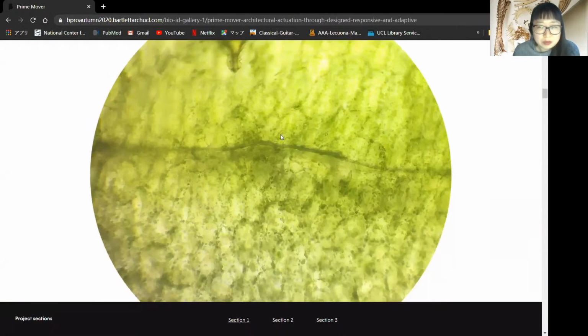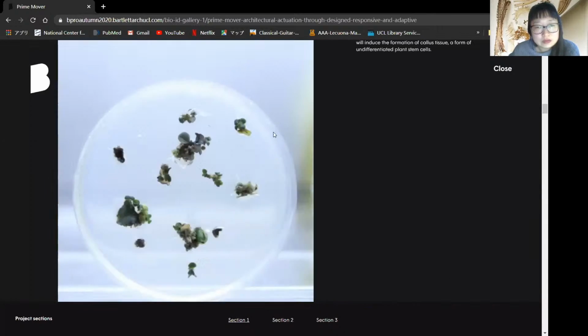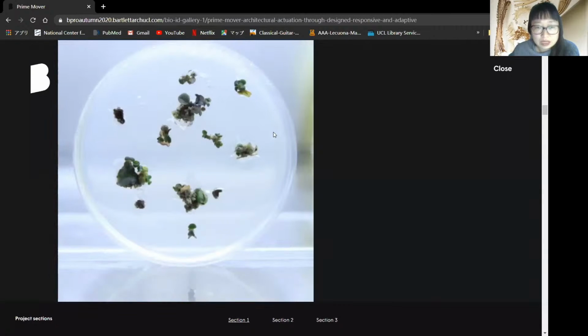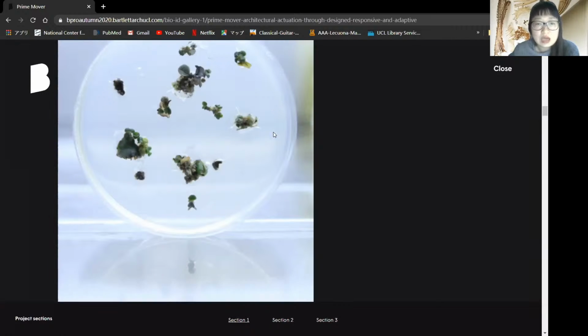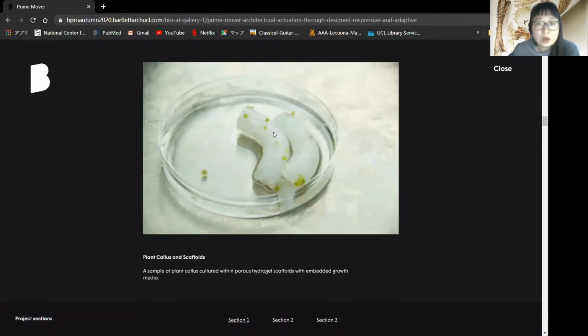So this is a microscopic image of the plant callus tissue that we're actually growing in the BioID lab. And this is a picture of also callus tissue, but from a different species, which is much more contaminant resistant. And also the plant tissue doesn't grow on just any substrate. It needs a very specific type of substrate used in plant tissue engineering, which is called hydrogel.